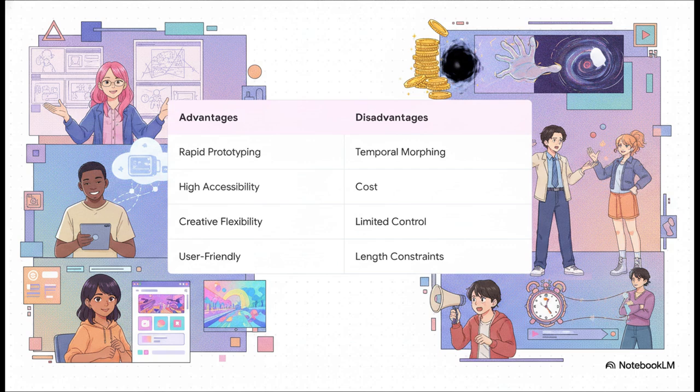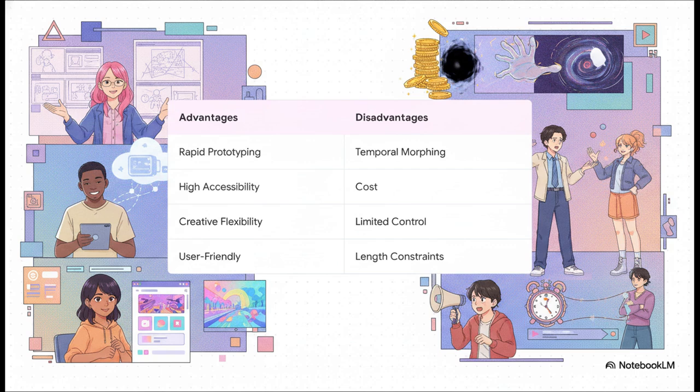Next up, high accessibility. It requires zero camera gear and runs entirely in the cloud. The disadvantage? Cost. High-quality generation burns through compute credits pretty fast, so if you're using it a lot, you're going to need a paid subscription. Third, you get massive creative flexibility, seamlessly bouncing from photorealistic to crazy surreal art styles. But the trade-off there is limited directorial control. It's actually really hard to give the AI precise sequential blocking, like telling a character to pick up a glass and then look to the left.